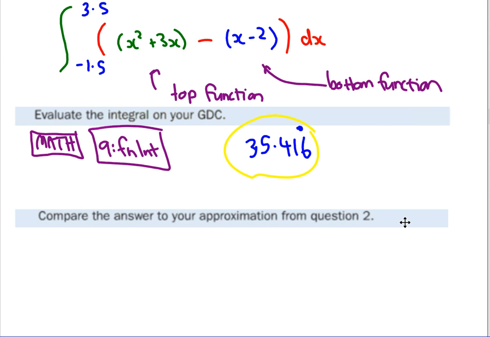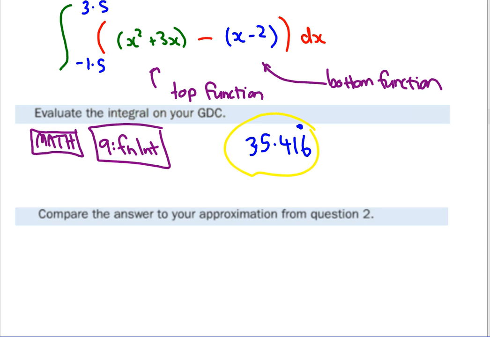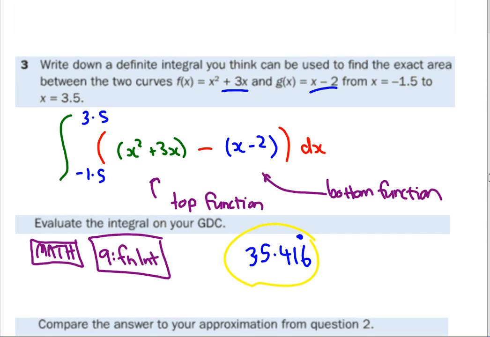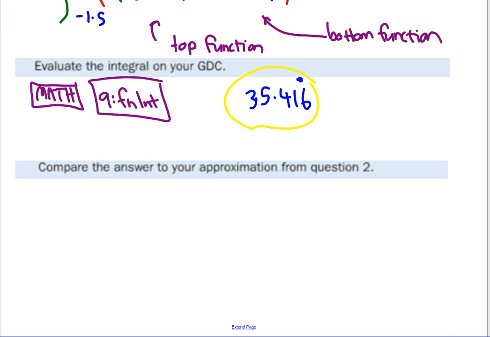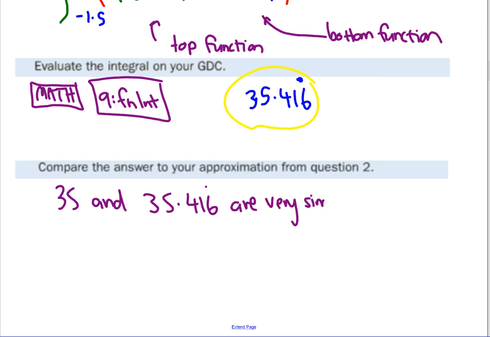So it says compare your answer to the approximation from question 2. Are they pretty similar? We forgot the integral on our GDC. Oh, never mind. Yeah, they are very similar. 35, and you can write 35.416 recurring. Very similar. You might say 35 was just a very rough approximation using only 5 rectangles.